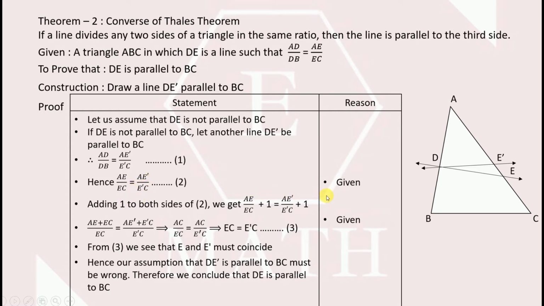This is given because if AD by DB is equal to AE by EC, whatever the value of AD by DB will be there, that will be equal to AE by EC also, right? So that's the reason these two are equal to each other, equal to this ratio AE dash by E dash C. This is our equation 2.